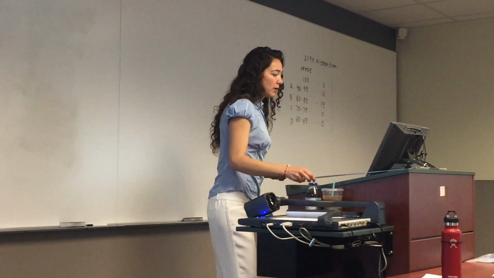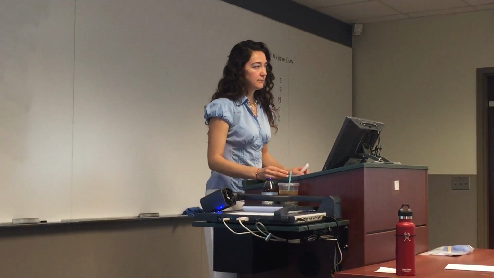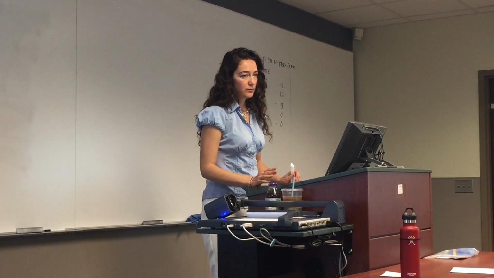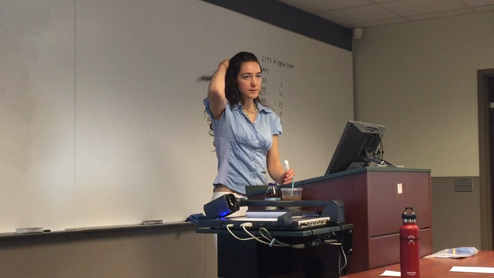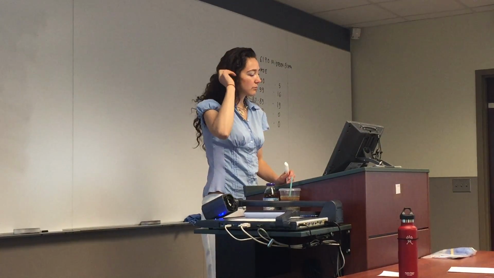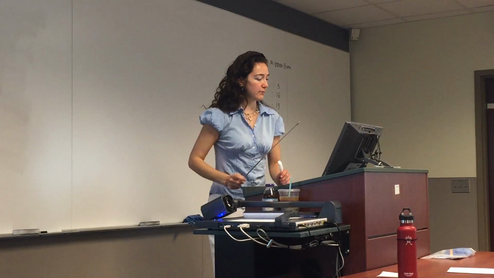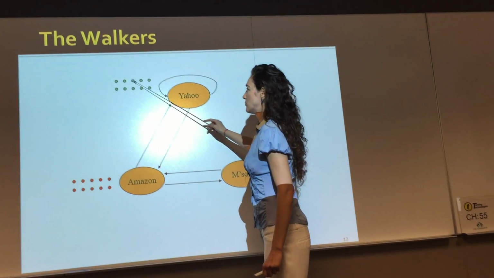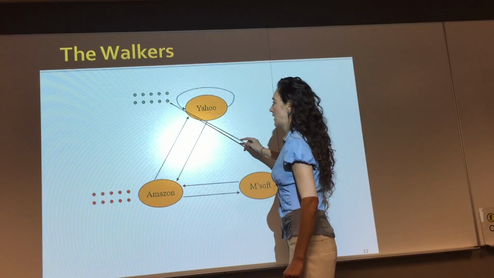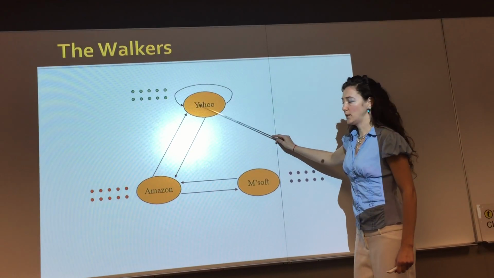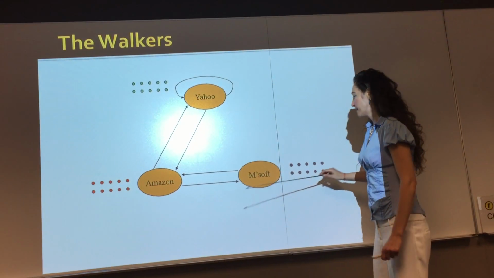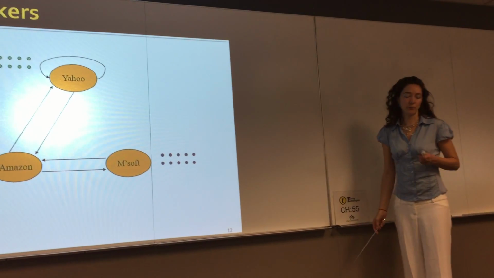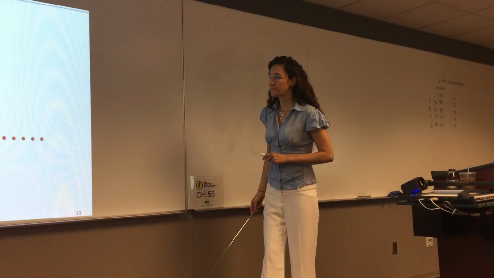If we have these random walkers, let's see how this works with the random walkers. Each of the 3 websites has the same number of random walkers on their website at this moment. Yahoo has the green ones. There's 10 of them: 1, 2, 3, 4, 5, 6, 7, 8, 9, 10. Green ones are at Yahoo right now. The red ones are at the Amazon website, and the blue ones are at the Microsoft website. They all start with an equal number of random walkers.